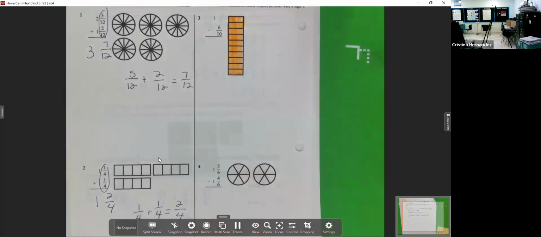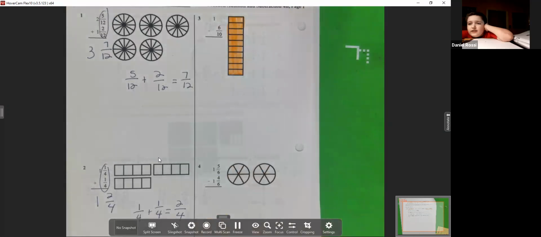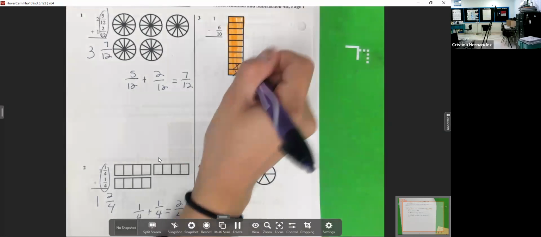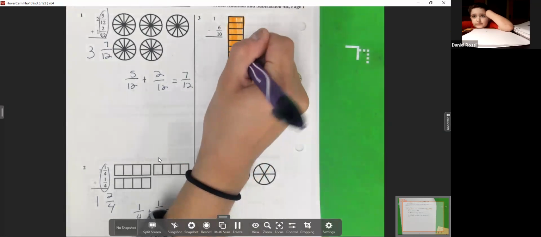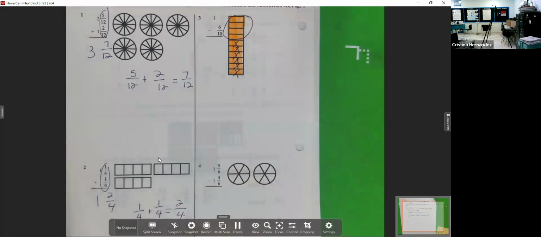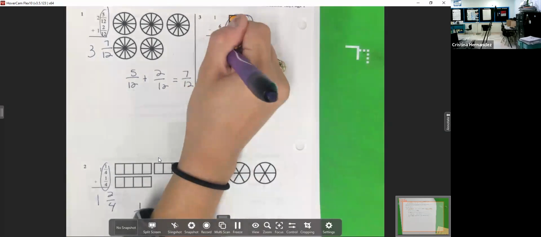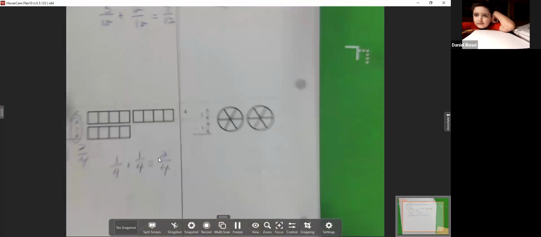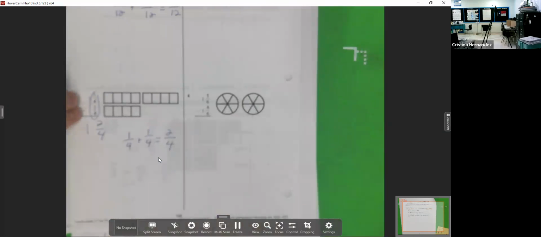So, and then how many are we taking away? Because we're subtracting tenths, 6 tenths. Good. So 1, 2, leaves us with 4. 5, 6. What are we left with? 4 tenths. Good job. 4, because 10 minus 6 is 4. Do the next one.